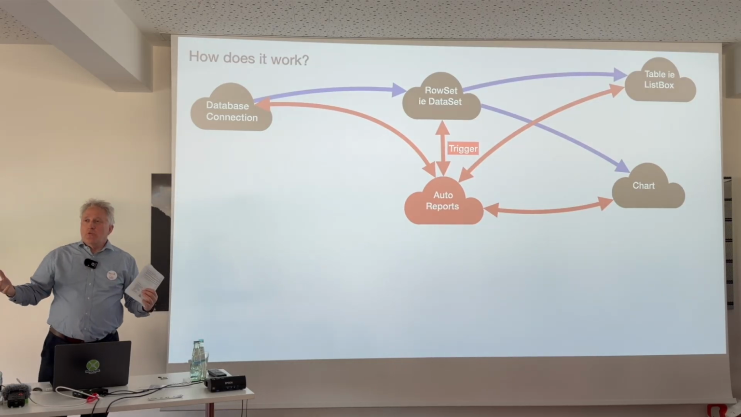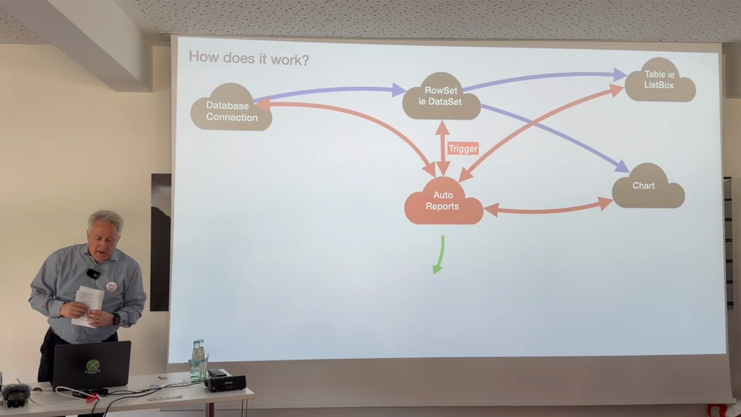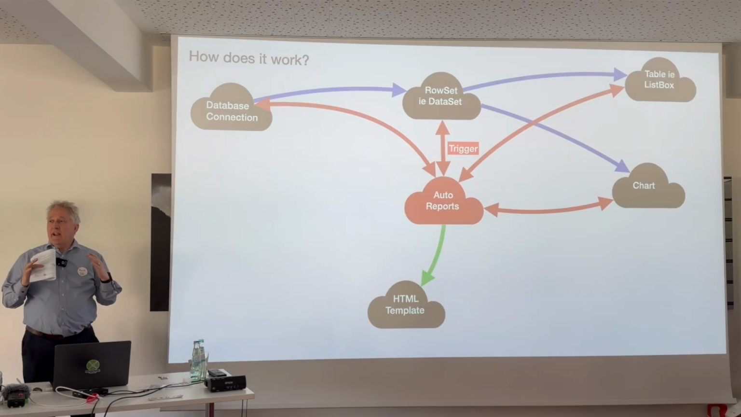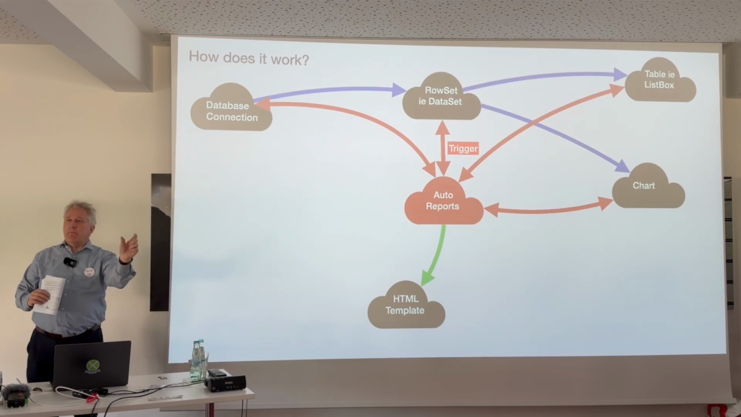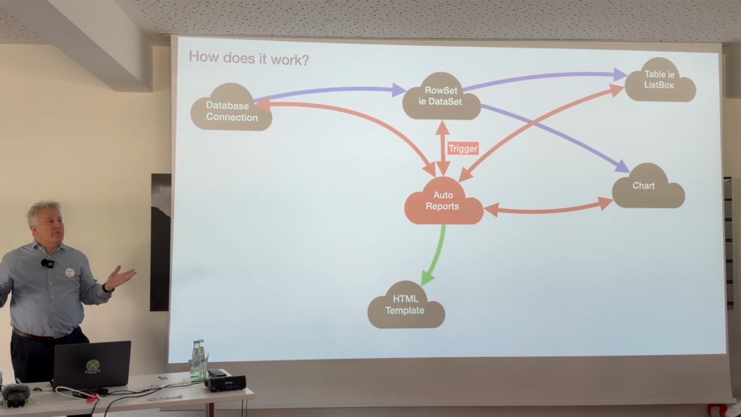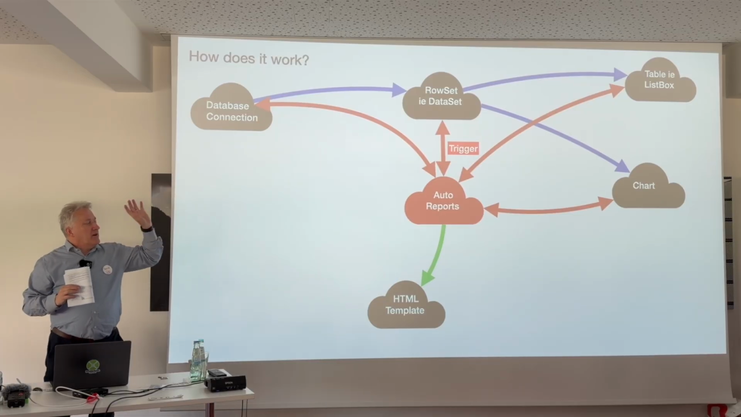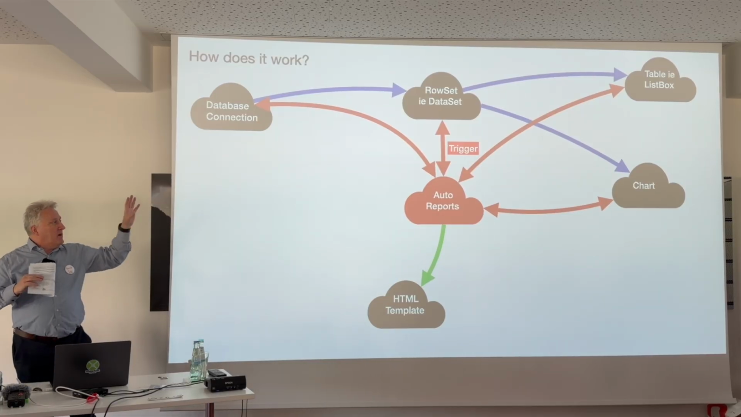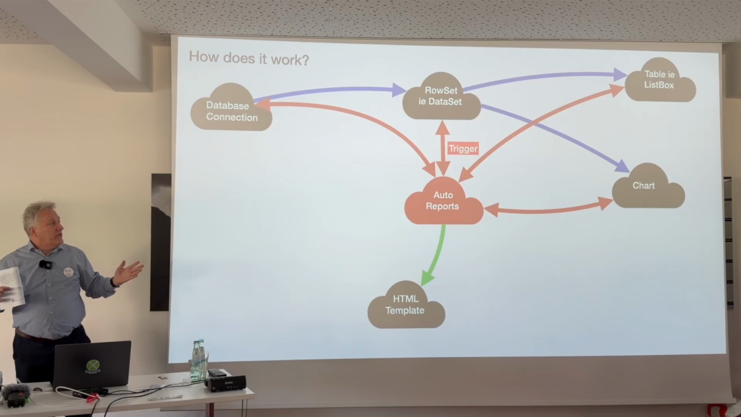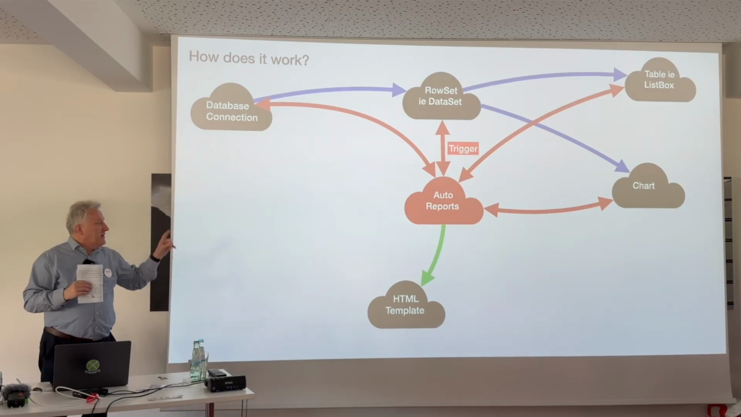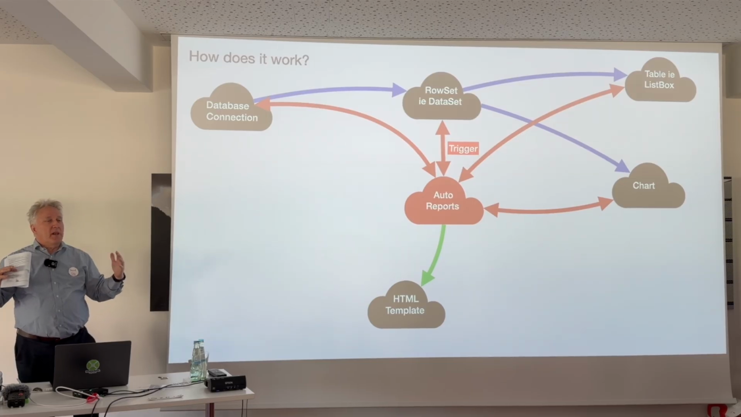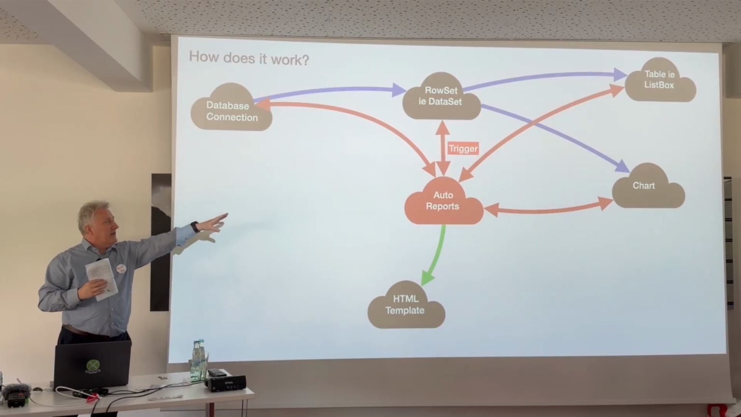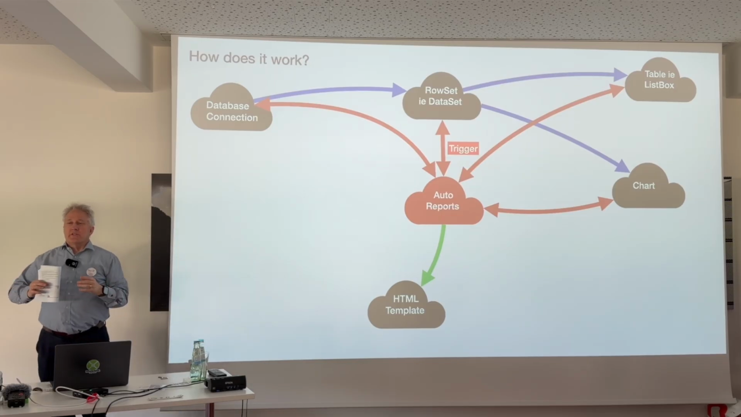Then what does it do with all of that information? It puts it into an HTML template. So I have HTML templates which have placeholders in them for all sorts of data, which might be for a table, it might be for a chart, it might be all sorts of different personal data. It brings it into an HTML template and replaces all those placeholders with the data that the auto report has looked up.